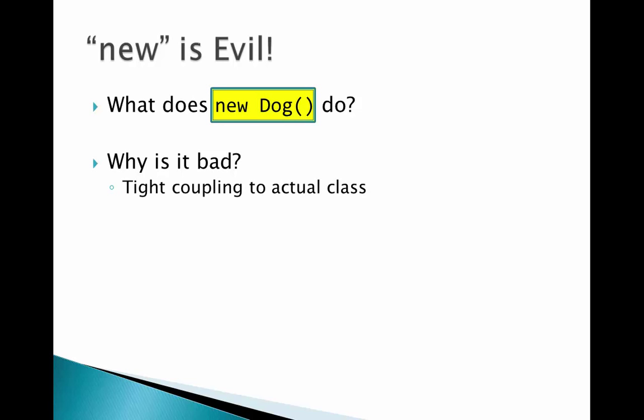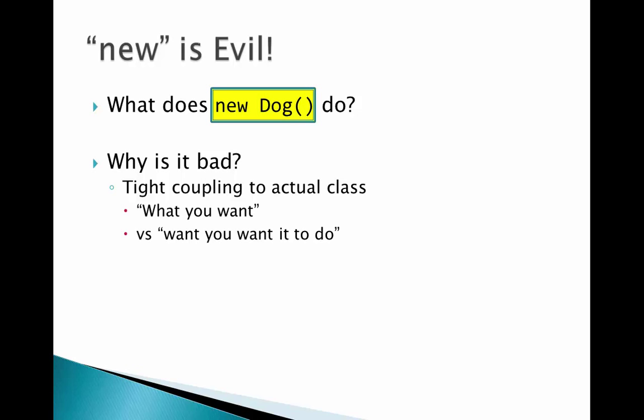Anytime you say new some class, you're coupling your class directly to another class. So that means if something changes about the other class, that's interesting, the phone's ringing. So if the other class, the dog in this case, changes, like let's say his constructor changes, then we have a code hit. If we want to create a different instance of a different type, we're locked into dog here, right? We can't just arbitrarily pick it.